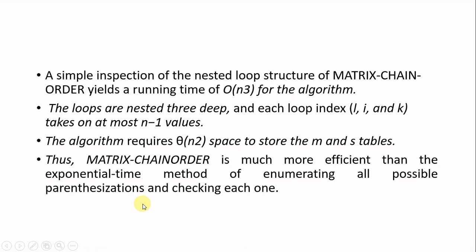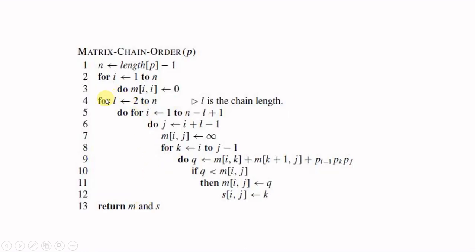We know that there are loop variables: L is there, then I is there, J is a constant with respect to L and I, and then K is again a loop variable. So 3 loop variables are there. What is the maximum value for L? L will go from 2 to n, which means n minus 2 plus 1, that is, n minus 1 values. The outermost loop will be executed n minus 1 times, and the other loops will also go maximum n minus 1 times.